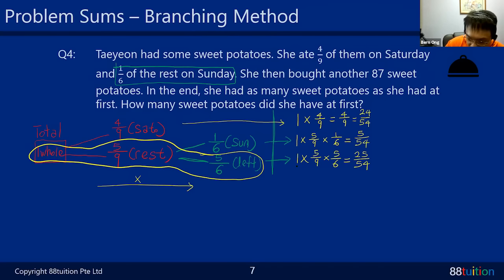Can you see one thing? If you add up this portion, 24/54, plus 5, plus another 25, you get 54/54. This is back to one whole again. Perfect. You start off with one whole, you end off with one whole. So everything is accounted for.